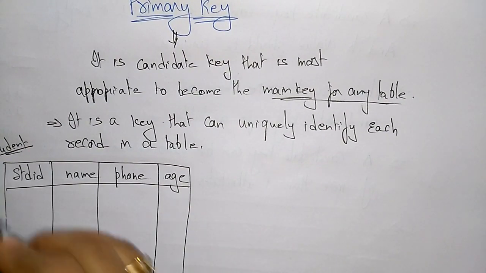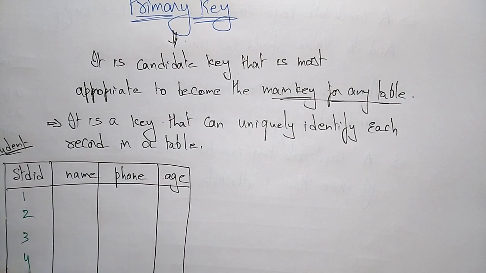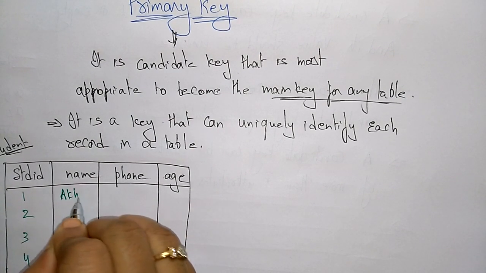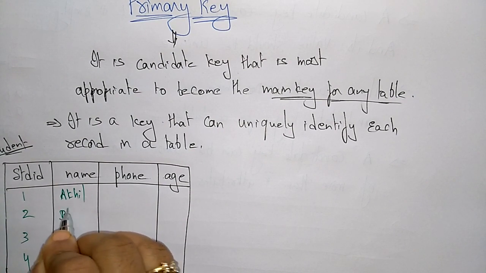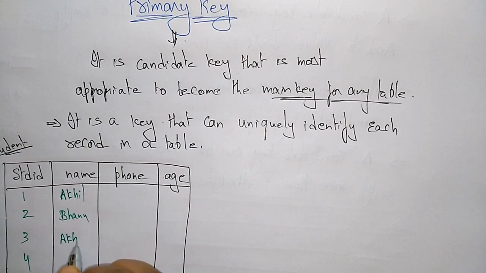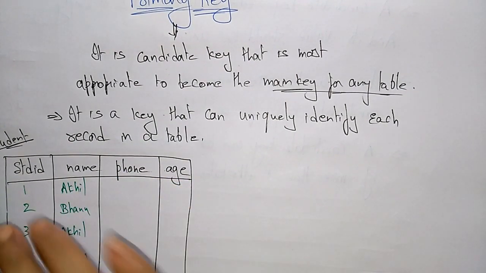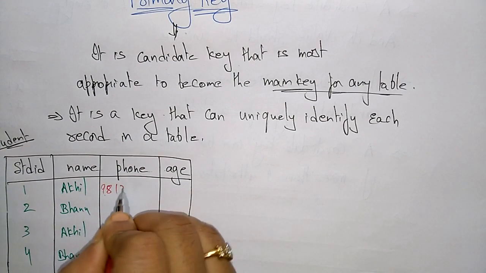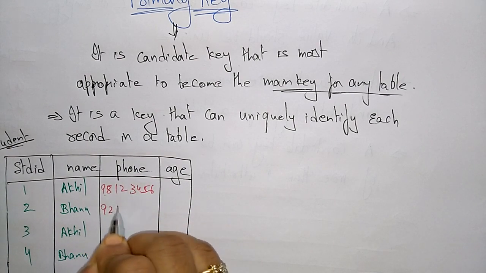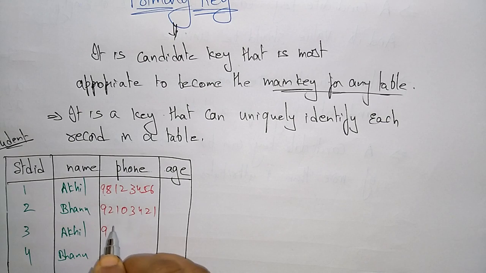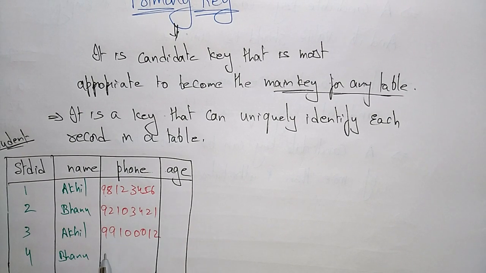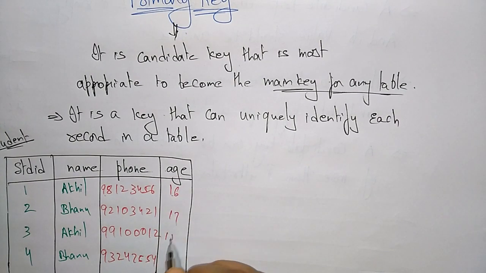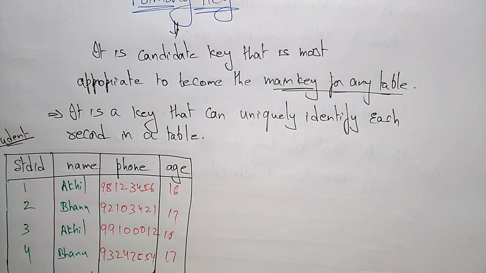Here the student ID should be unique: 1, 2, 3, 4. The name may be the same. Roll number 1 is Akhil, roll number 2 is Bhanu, roll number 3 is also Akhil, and roll number 4 is also Bhanu. So the same name is held by two people, but their identification will be different, and their phone numbers are also different: 98123456, 92103421, 99100012, 93247654, and the ages are 16, 17, 18, 17. So this is the table.